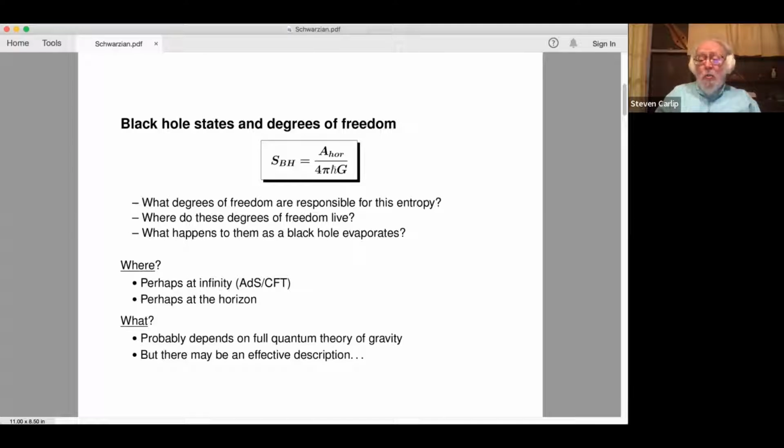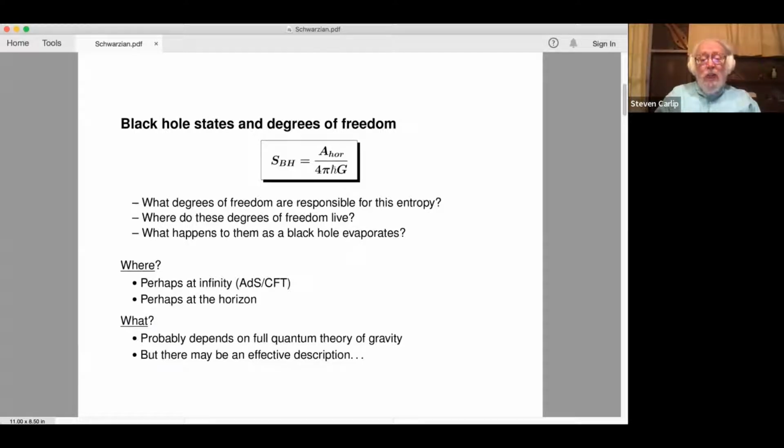This third question is the one that's been getting a whole lot of attention recently because it's tied up with the information loss problem, the problem of how the information inside a black hole escapes when the black hole evaporates in Hawking radiation. I will have absolutely nothing to say about that. I don't have anything new there. It's a really interesting question.